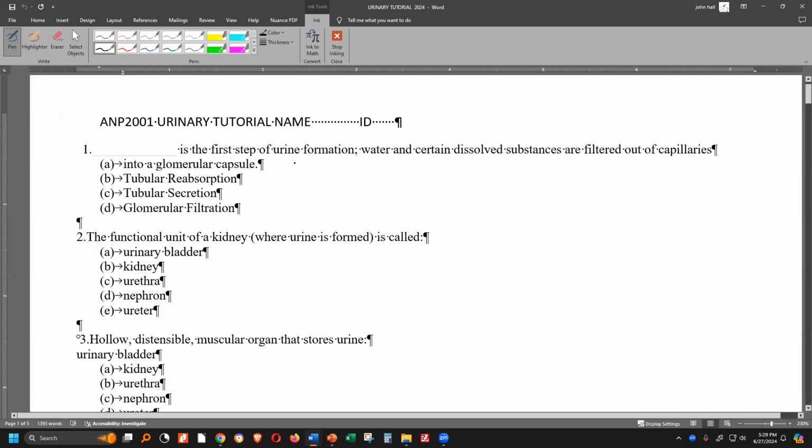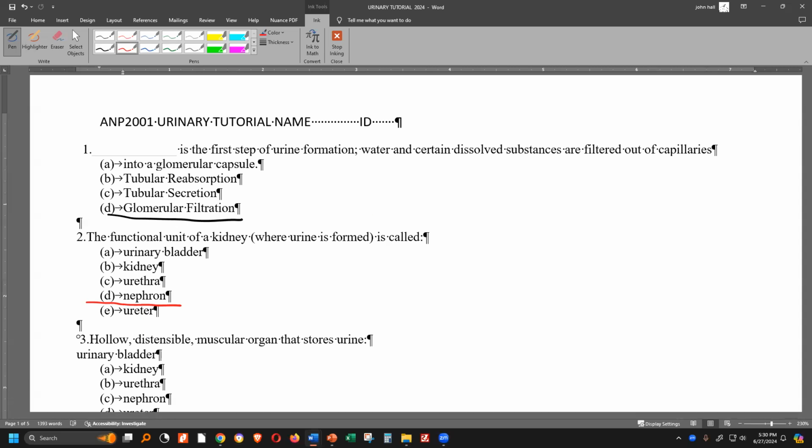Blank is the first step of urine formation. Water and certain dissolved substances are filtered out of capillaries. That, of course, is going to be filtration, right? The functional unit of a kidney, I don't need to go any further, we know that's a nephron. Hollow distensible muscular organ that stores urine. Nice, easy one, that has to be your bladder.